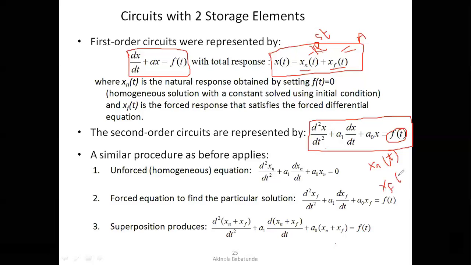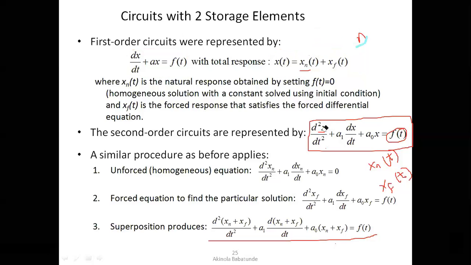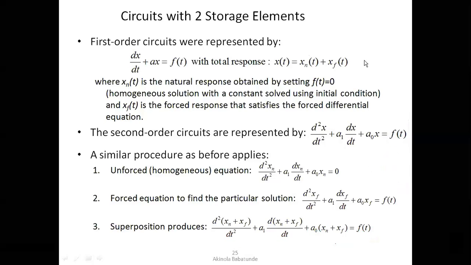At the end of the day, when you add both of them together, you get your total response. You superimpose both of them, so you have a superposition. So x becomes xn plus xf, and then the explanation and analysis goes on, and you obtain something like this at the end of the day. This gives you an idea of what we'll be dealing with as soon as we start solving some problems. But before then, let me quickly take you through a couple of other important things.